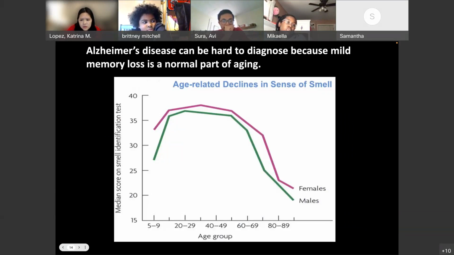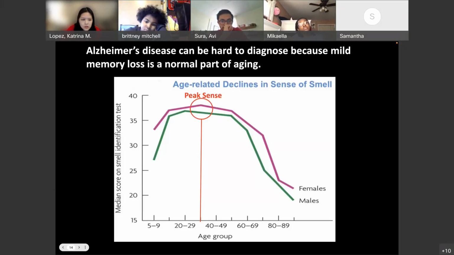Now, just because you're losing your sense of smell, that doesn't necessarily mean you have Alzheimer's or memory loss. This is because as we age, we naturally lose our sense of smell. So here you see a graph, and the results of a smell test are on the y-axis, the one on the bottom, going from left to right, and the age is on the x-axis, the one going from top to bottom. So our ability to smell peaks from ages 15 to 60.